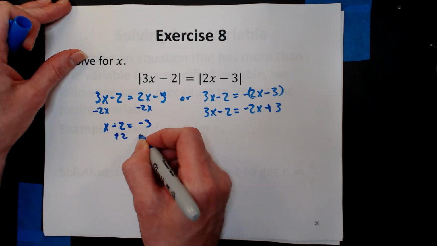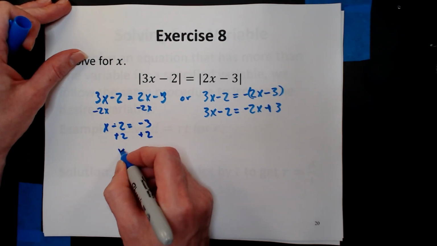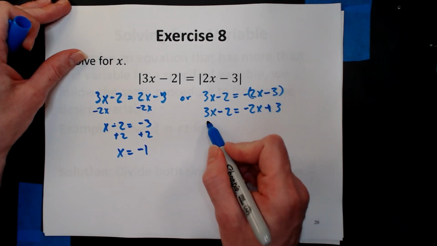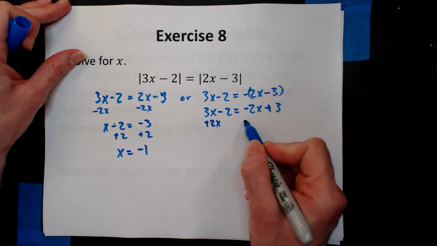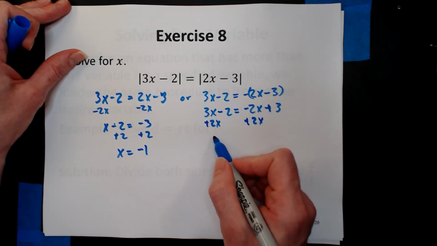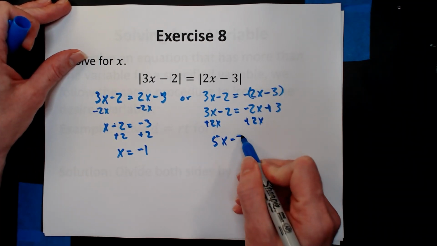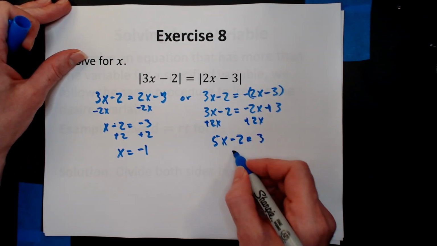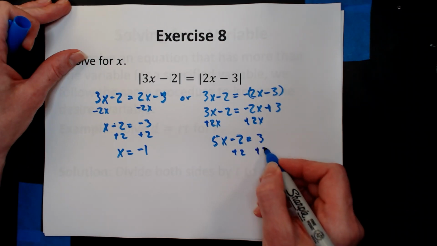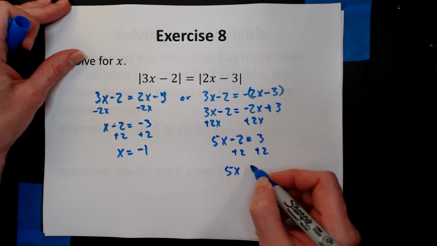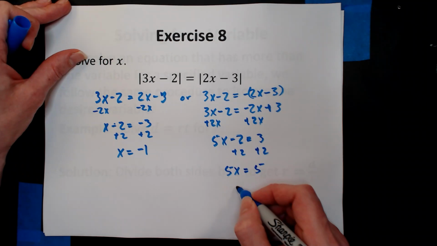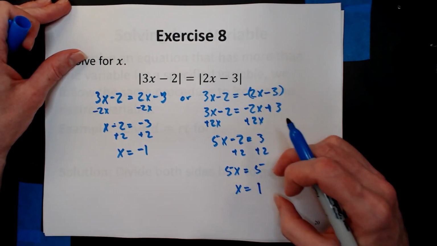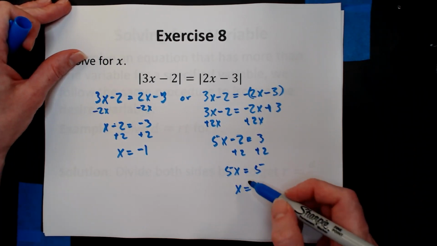I'm going to add 2 to both sides. So we're going to get x equals negative 1. And then over here, we're going to add 2x to both sides. And we're going to get 5x minus 2 equals 3. And so now I'm going to add 2 to both sides. So I'm going to get 5x equals 5. So that's x equals 1. Once again, I kind of expect students to be able to make this step pretty intuitively.